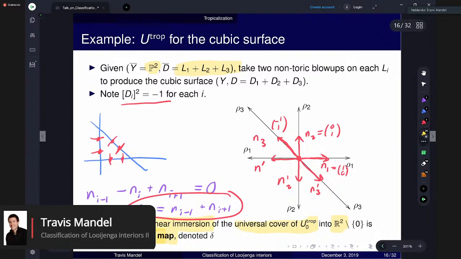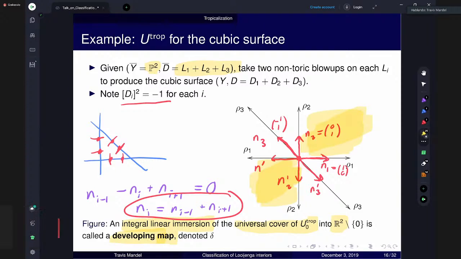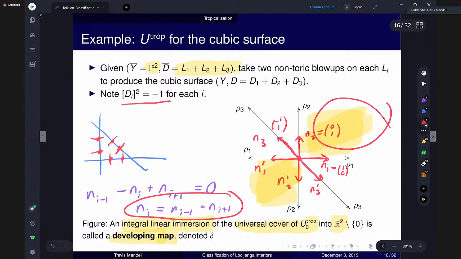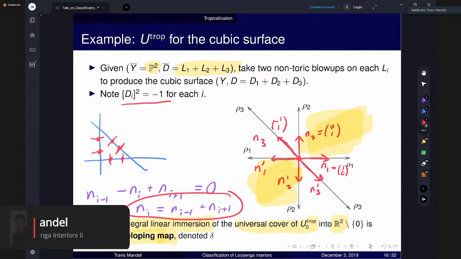This cone is basically just another copy of this cone. It's just the next sheet up on this universal cover. And then if you want to get from the universal cover back to U-trop, you apply some linear map that identifies this cone with this one. You need a linear map that takes n1 prime, n2 prime to n1 and n2. And that map gives you the monodromy. It tells you how you relate one copy of U-trop to the next copy, to the next sheet in this universal cover.